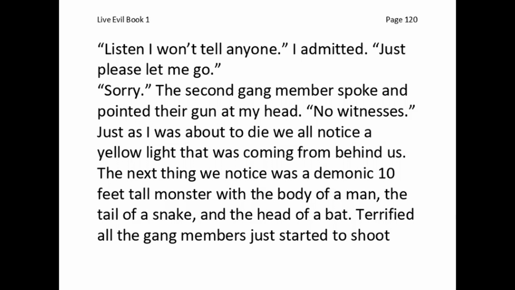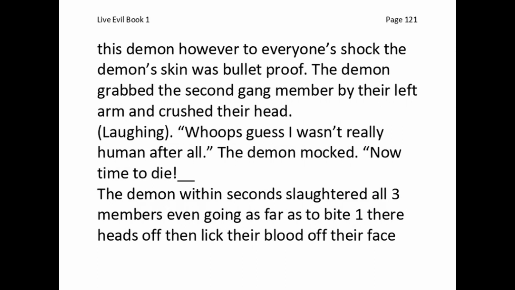The next thing we noticed was a demonic 10 feet tall monster with the body of a man, the tail of a snake, and the head of a bat. Terrified, all the gang members just started to shoot this demon. However, to everyone's shock, the demon's skin was bulletproof. The demon grabbed the second gang member by their left arm and crushed their head, laughing. "Whoops, guess I wasn't really human after all," the demon mocked.